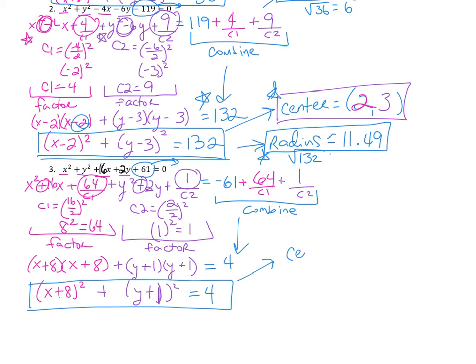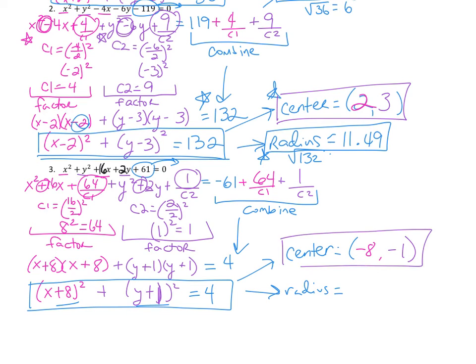Then we want to label what is the center and what is the radius. Your center is going to be the opposite of plus 8, so that would be a negative 8. And the opposite of plus 1, so it'd be a negative 1 for the center. Then for your radius, remember you have to take this number and take the square root of it, and we get a 2, so the radius would be 2.